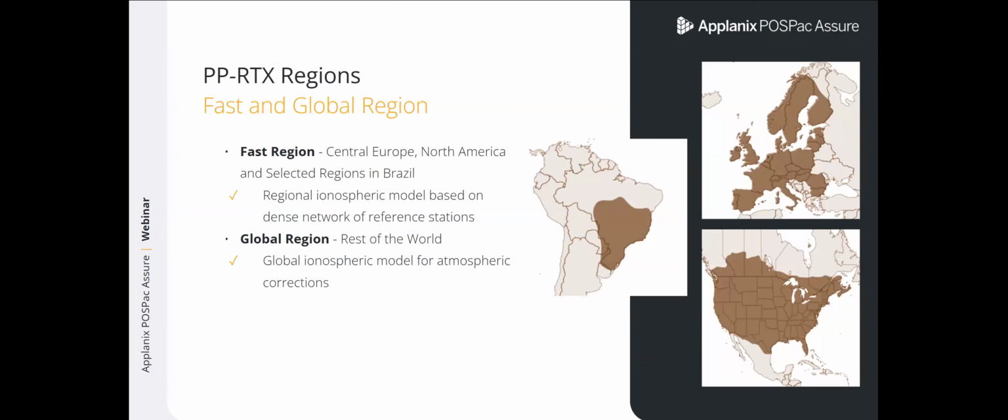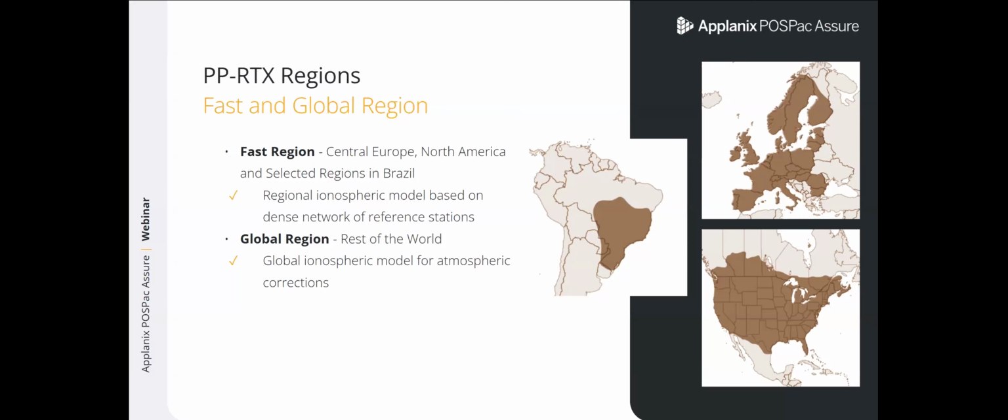The Trimble CenterPoint RTX services are split into two regions. We have the FAST region, which is in Central Europe, North America, and some selected regions in Brazil. And we have the rest of the world, which we call the global region. The global region corrections are based on a global ionospheric model, while the FAST region uses a denser network of reference stations to compute a regional ionospheric model for atmospheric corrections. Anyway, the post-processed RTX in general is covered globally.